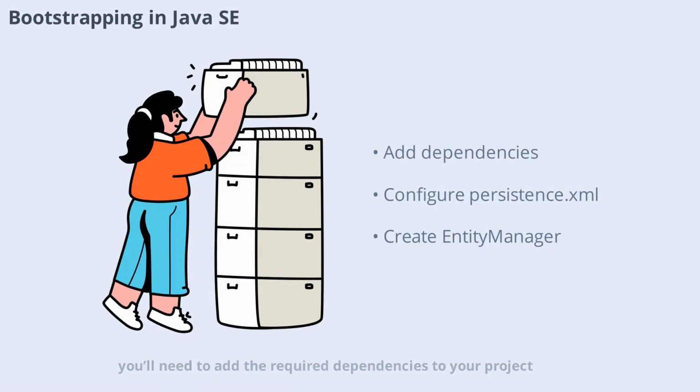To use Hibernate in a Java SE environment, you'll need to add the required dependencies to your project. The main dependency is Hibernate core, and you'll also need a JDBC driver for your database. Once dependencies are in place, configure your persistence XML file in the META-INF directory. This file defines your persistence unit and database connection settings. After configuration, you can create an entity manager factory and obtain an entity manager to interact with your database. This setup is straightforward and forms the foundation for using Hibernate in standalone Java applications.